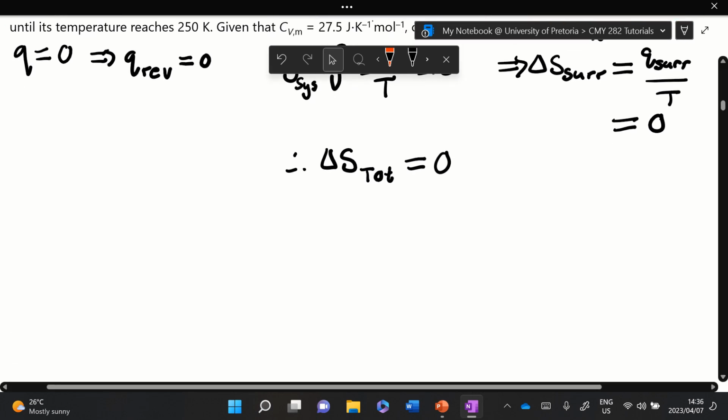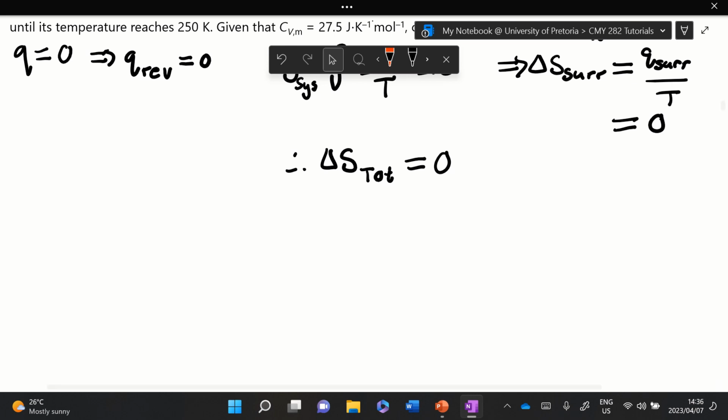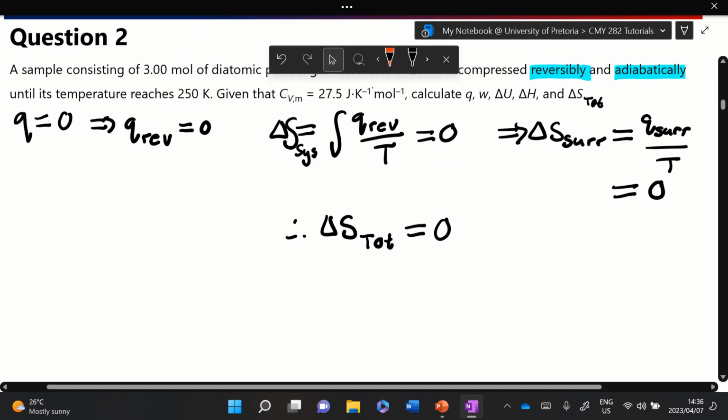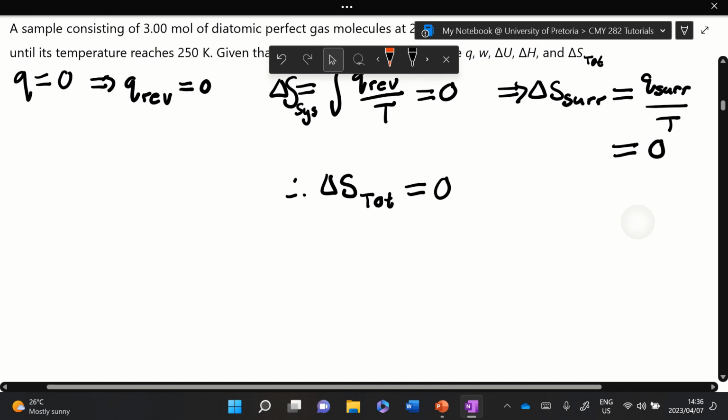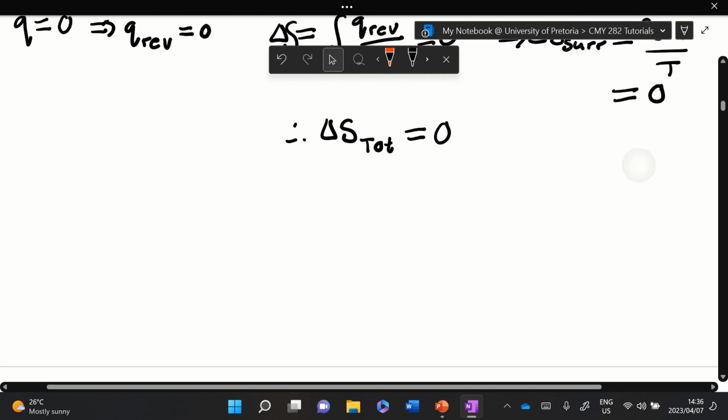So just remember, for a reversible system, the total delta is 0. For an irreversible system, it will be larger than 0 because we can't go back to that previous state. Okay, enough about that. So what do we have left to calculate? We have left to calculate the work, the internal energy, and the enthalpy.